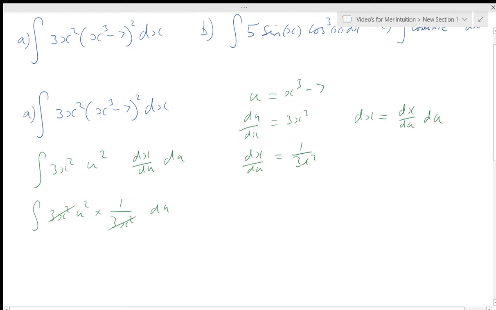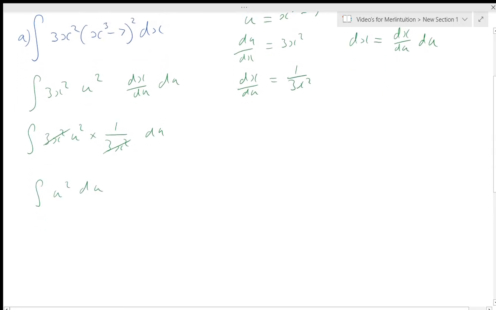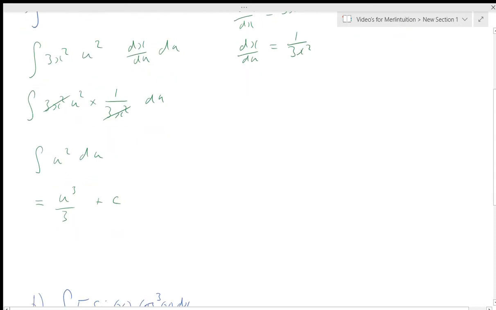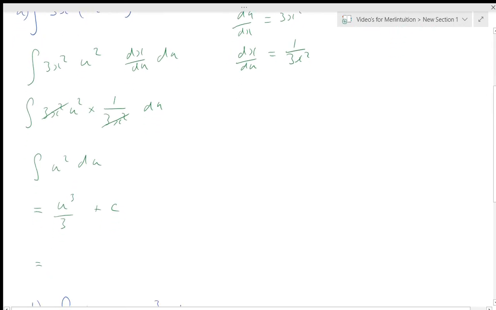These cancel, 3x squared over 3x squared, so you get the integral of u squared du, which of course equals u cubed over 3 plus our constant term c. We want our question in terms of x, and so it equals x cubed minus 7 all cubed over 3 plus c.